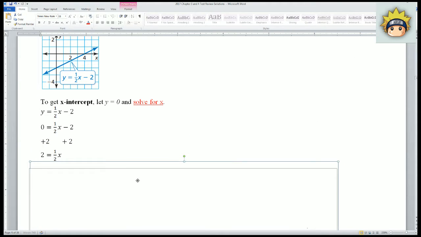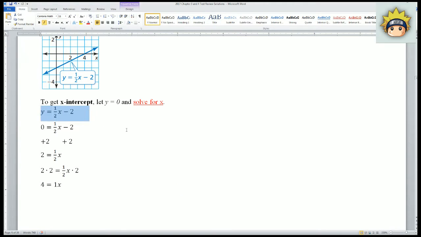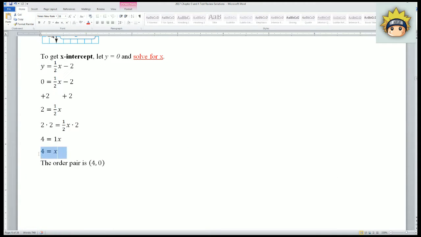To find the x-intercept, you have to let y equal 0 and solve for x. Here's the original equation. Make that substitution, y becomes 0. Then we use the inverse property, which is add 2 to both sides. Simplifying, 2 is equal to 1/2 x. To get rid of the 1/2, I multiply both sides by 2. Then x equals 4. X is equal to 4 when y becomes 0. That is why you write the ordered pair as (4, 0). So my x-intercept was correct.